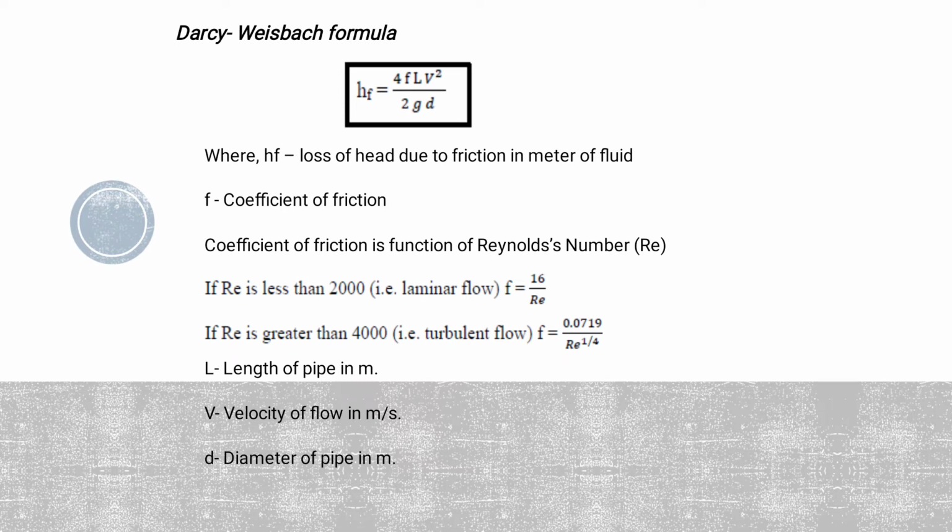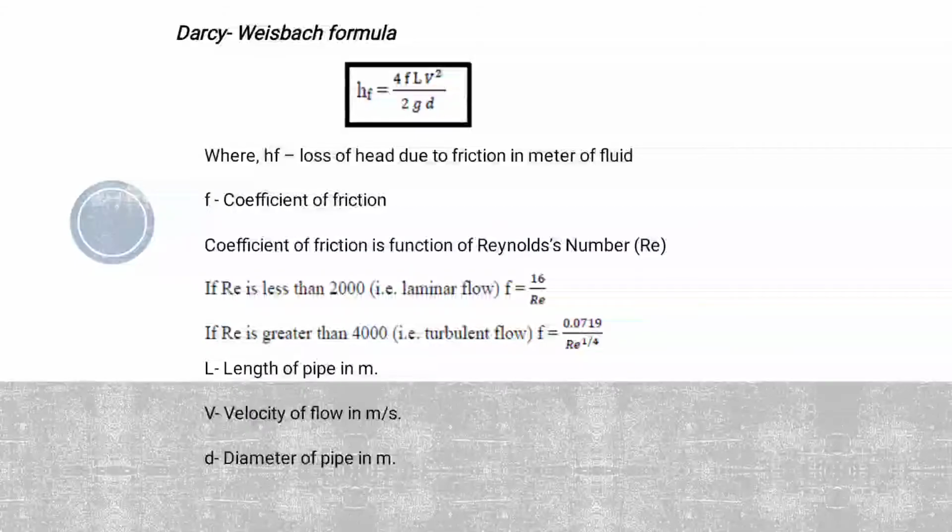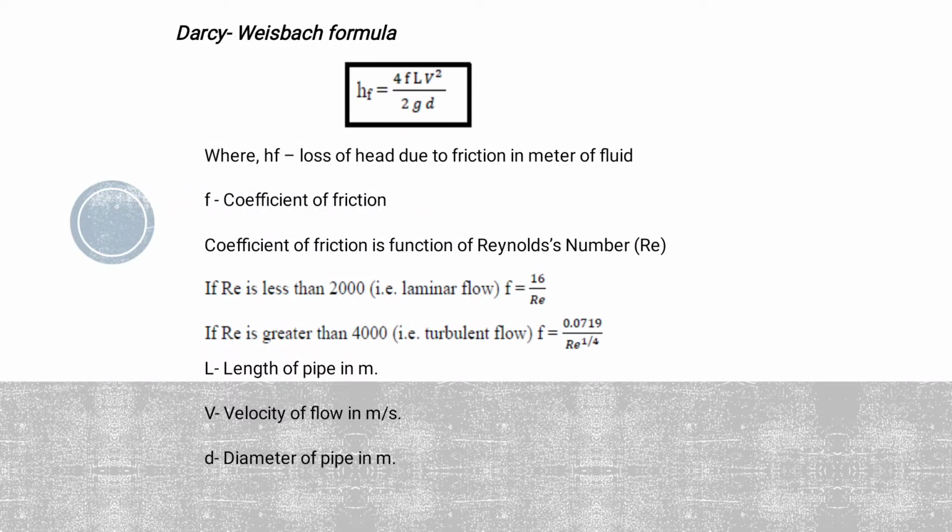Darcy-Weisbach formula, that is HF is equal to 4FL V² by 2gD, where HF is the loss of head due to friction in meter of fluid. F is the coefficient of friction. The coefficient of friction is a function of Reynolds number, that is Re. If Re is less than 2000, that is laminar flow. If Re is greater than 4000, that is turbulent flow.